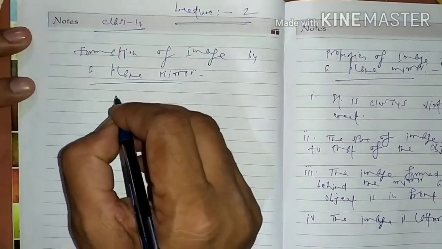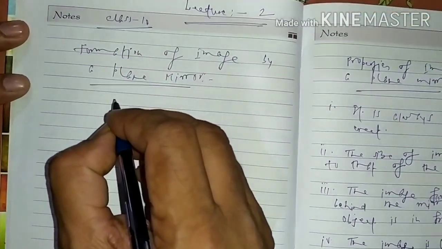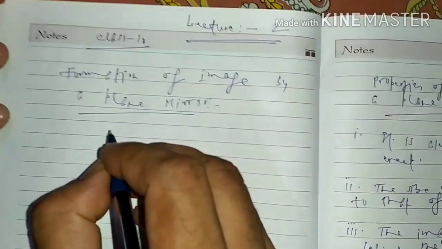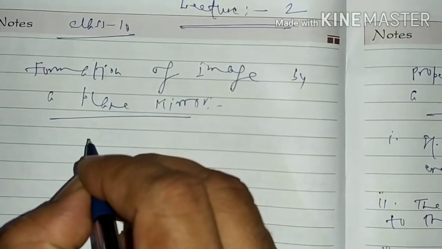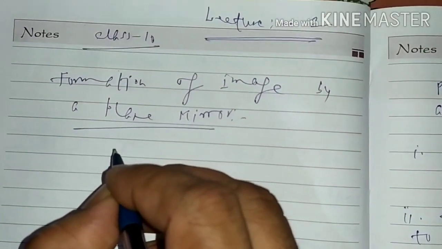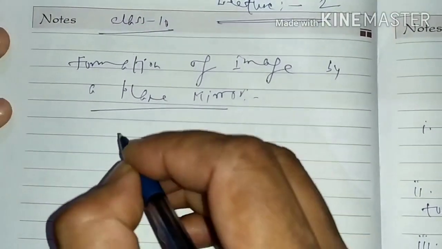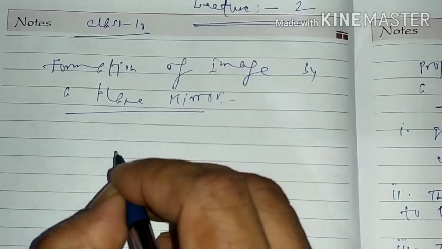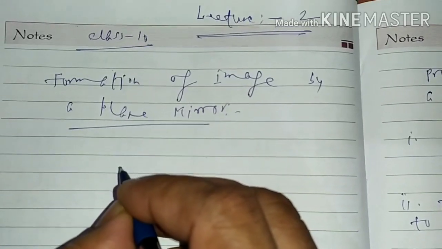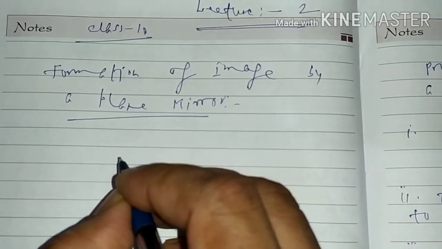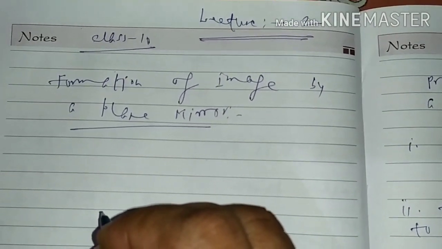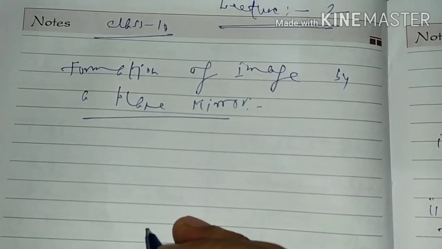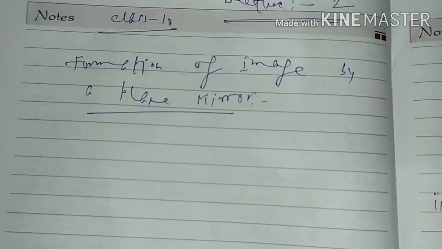Hello students, in our last lecture we discussed a lot about what light is, what the properties of light are, and the laws of reflection of light. Today we shall see how an image is formed with the help of a plane mirror and what the properties of the images formed by a plane mirror are.